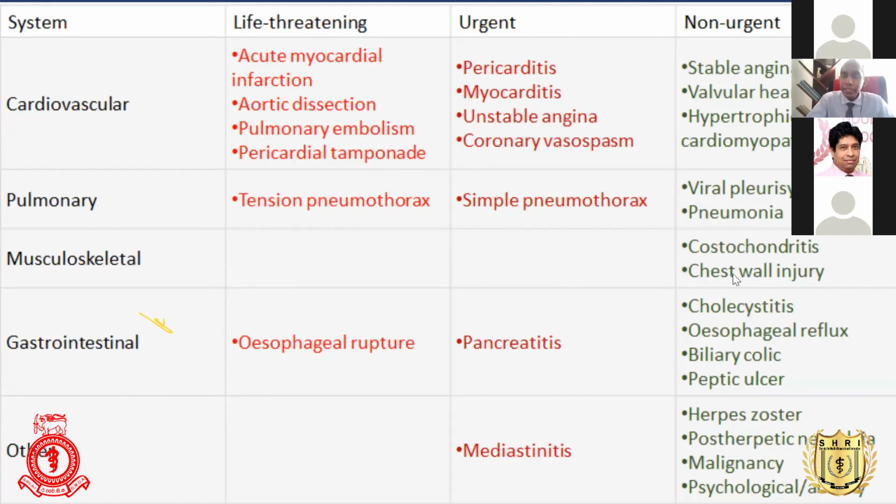And there are some non-urgent causes as well, like stable angina and viral pleurisy. Pneumonia, especially in the history, if the patient is having fever, cough, respiratory symptoms, and X-ray showing pneumonia, that is diagnostic. And chest wall injury, so those are very benign conditions, but they have to be considered after excluding the most life-threatening conditions. Cholecystitis can present like chest pain, and GORD, biliary colic, peptic ulcer disease, all can present. Herpes zoster, another very important diagnosis to be made in the emergency department.